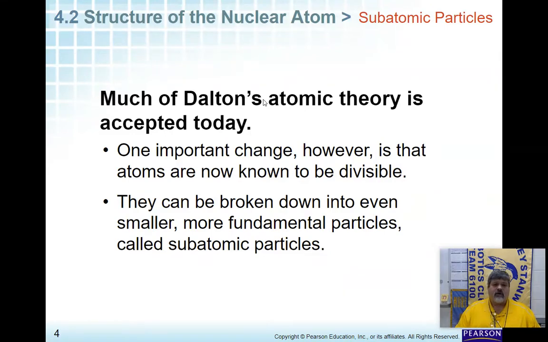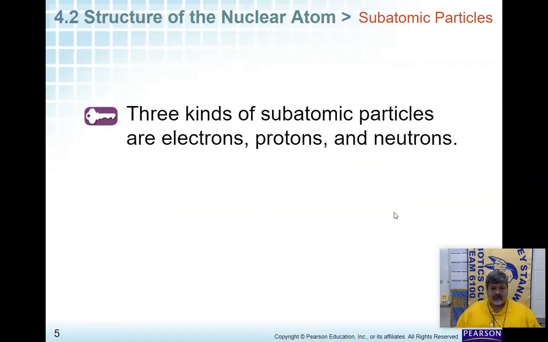Typically, we have to use a particle accelerator or something like that to break them down. So they can be broken down into even smaller, more fundamental particles that we call subatomic particles, and that's really what we're going to talk about today. There are three kinds of subatomic particles: electrons, protons, and neutrons. We need to know what they are, approximate size, and if they have a charge or not.